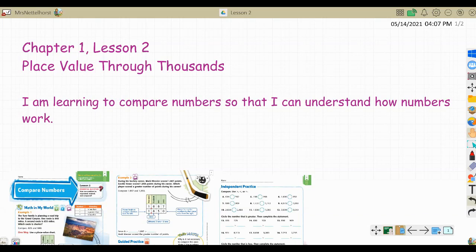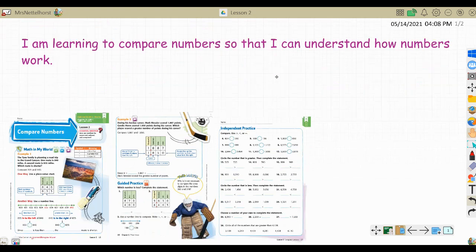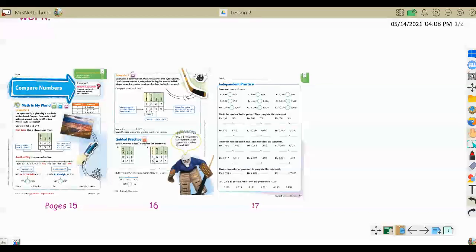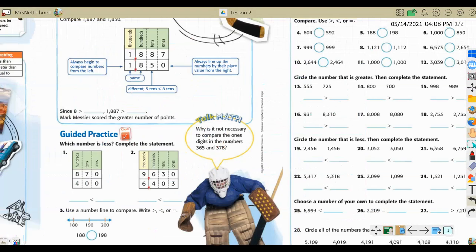Hi, boys and girls. Today we're doing Chapter 1, Lesson 2, Place Value through Thousands. Our learning intention is: I'm learning to compare numbers so that I can understand how numbers work. The pages that we're going to do today are pages 15, 16, and 17. So let's get started.